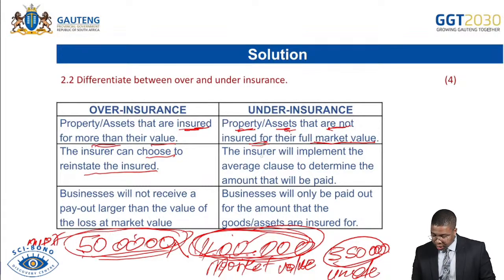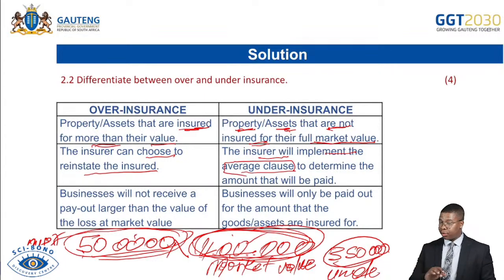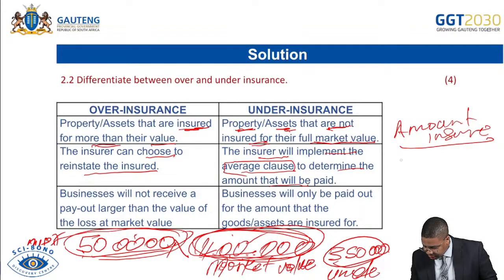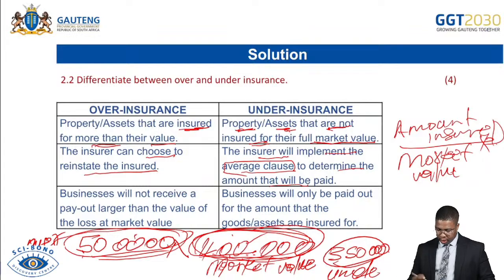But when we look into under insurance, the insurer will implement average loss. Hence, I said this is the only clause you have in your content under insurance, which will determine the amount to be paid. That's why we are going to use the formula amount insured over the what? Market value multiplied by the damages. Then that's that.